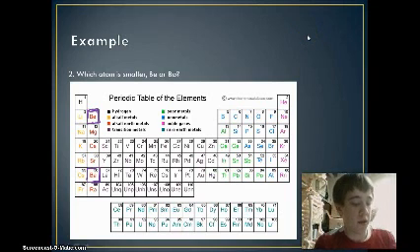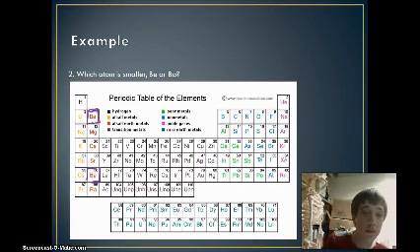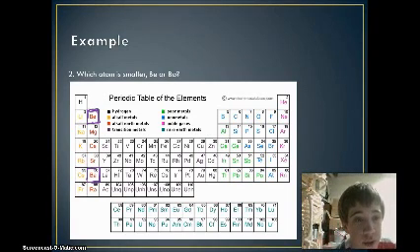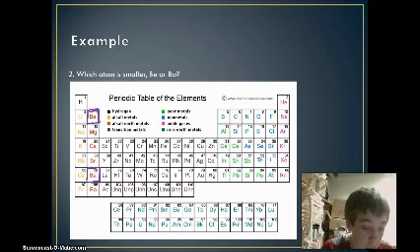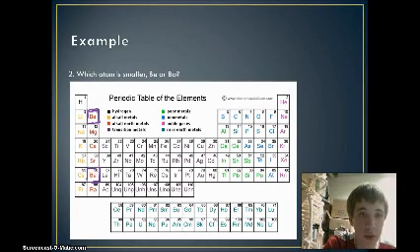Problem number 2 asks which atom is smaller, beryllium or barium. Since beryllium is the first element in group 2, it is smaller compared to barium. When going down the column, the outer electrons are farther from the nucleus. If you remember, the group trend goes up and down. So as you can see, beryllium, number 4, is smaller than barium.